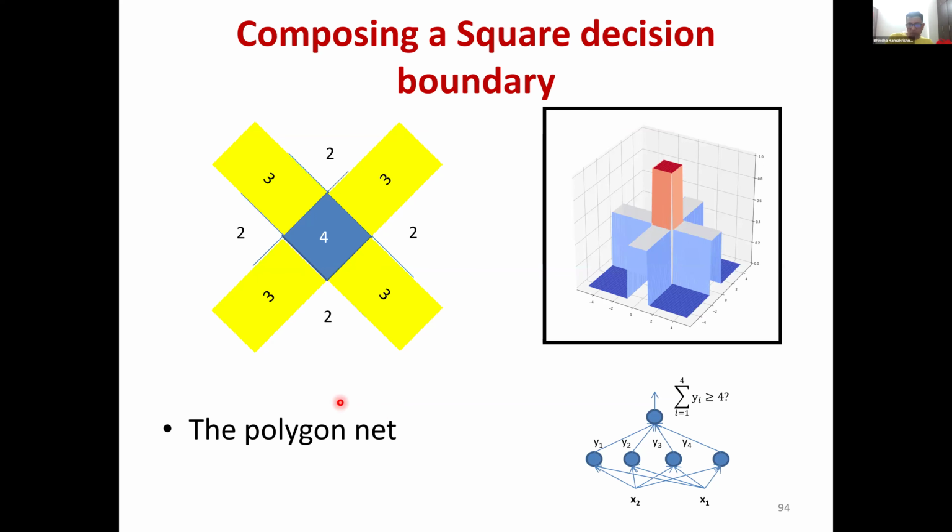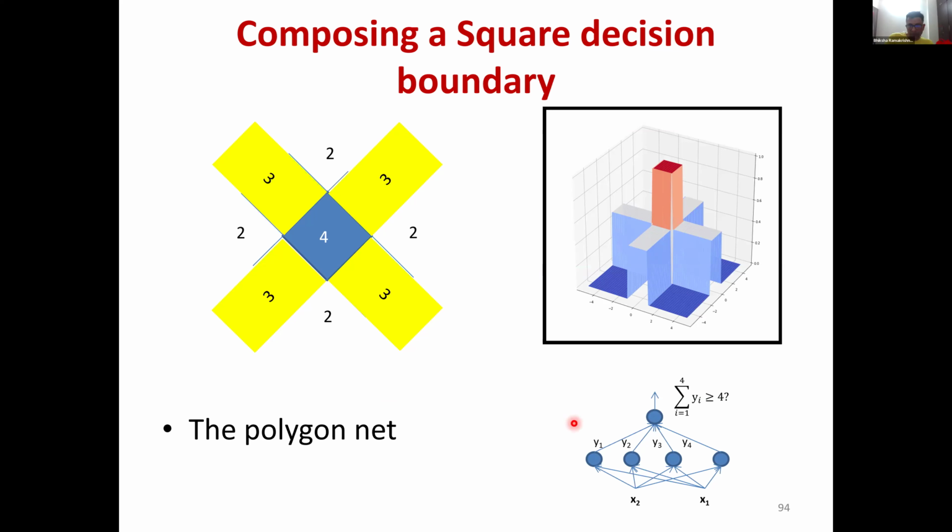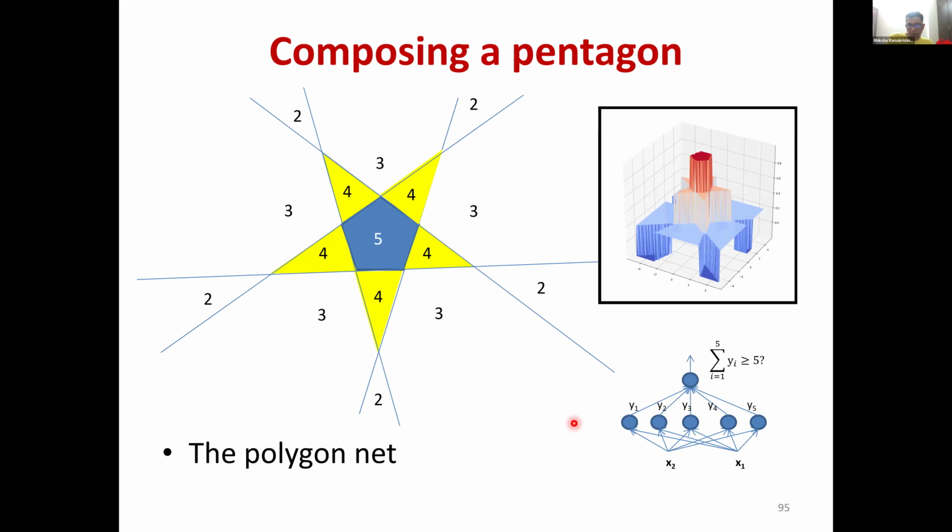So if I want to have 5, a pentagon, same thing, 5 neurons. The sum is 5 only within the pentagon. It's 4 in these yellow regions and 3 over here and 2 here, right? What have you found? What do you observe about the yellow regions? They have reduced in size.